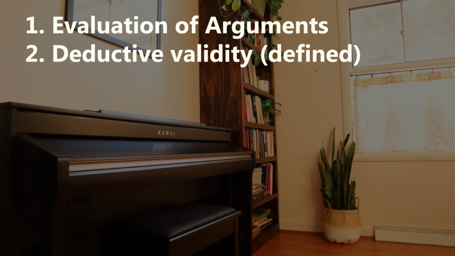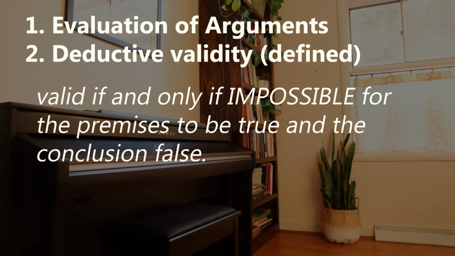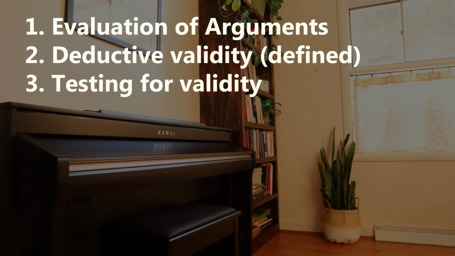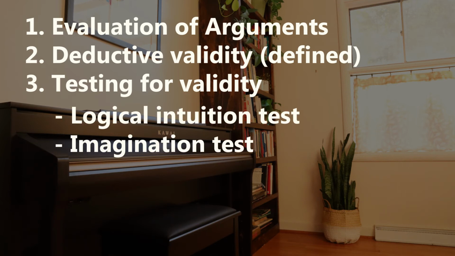The second point was the definition of deductive validity. And that was, an argument is deductively valid if and only if it's impossible for the premises to be true and the conclusion false. And then the third thing that we looked at was how to test for deductive validity. And we didn't use a formal or mechanical or logical test. Instead, we used a more intuitive test. We talked about the gut feeling test, and then also this imagination test, as well as the limitations associated with both of these tests.